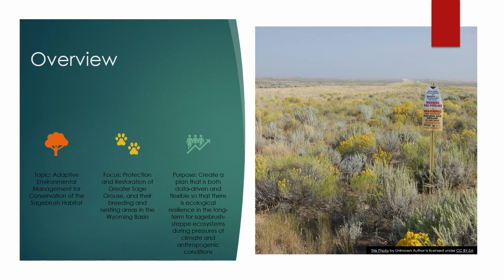Overview: Adaptive Environmental Management for Conservation of the Sagebrush Habitat. Focus: Protection and restoration of greater sage grouse, and their breeding and nesting areas in the Wyoming Basin. Purpose: Create a plan that is both data-driven and flexible so that there is ecological resilience in the long term for sagebrush steppe ecosystems during pressures of climate and anthropogenic conditions.